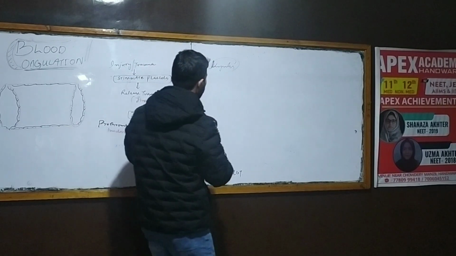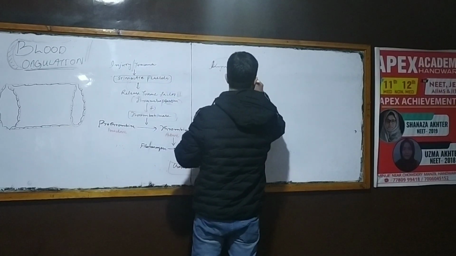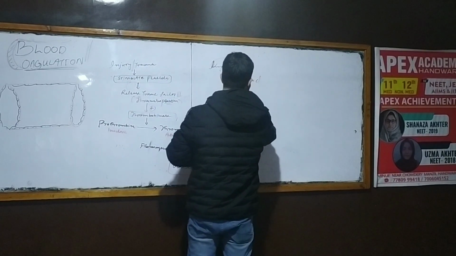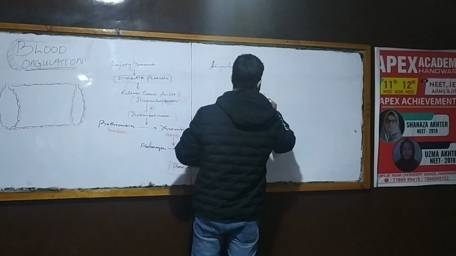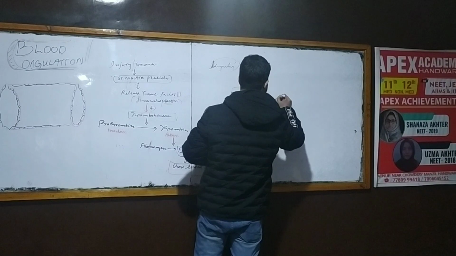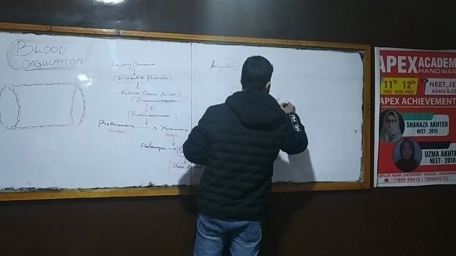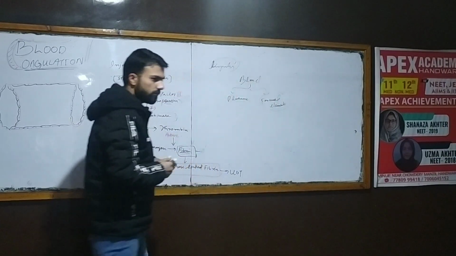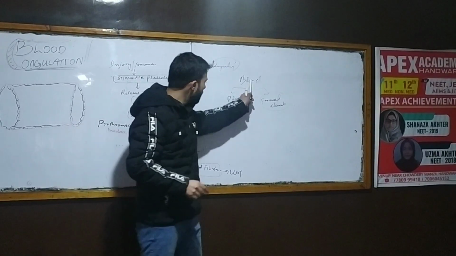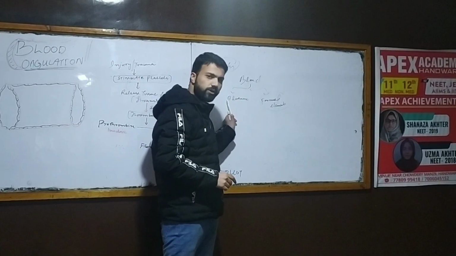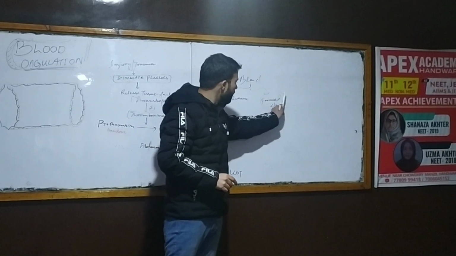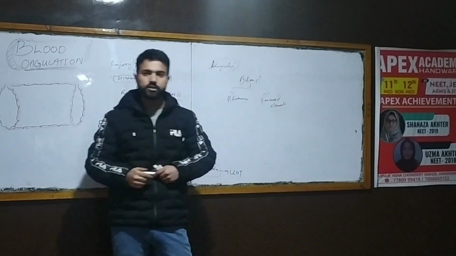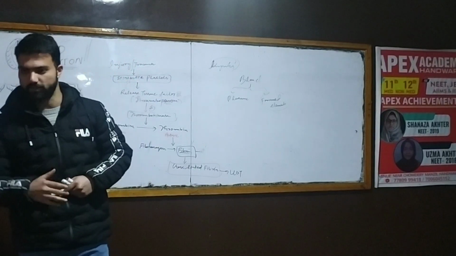One is plasma. Second is formed elements. Right? Yes, sir. This blood consists of two components. One is plasma, which is a liquid component, and another is formed elements, which constitutes the blood cells.